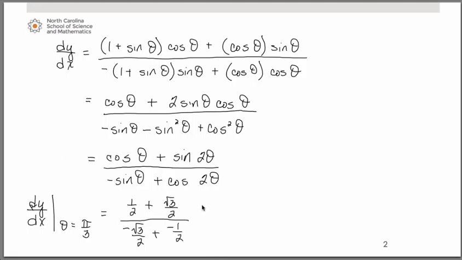The easiest thing to do is to multiply everything through by 2 so as to simplify the complex fraction. Doing that, we have 1 plus square root of 3 over negative root 3 minus 1, which simplifies to negative 1. So therefore, at the point on this curve where theta is equal to pi over 3, we have the slope of the tangent line being negative 1. So let's take a look at this on our graphing calculator and confirm that is the case.